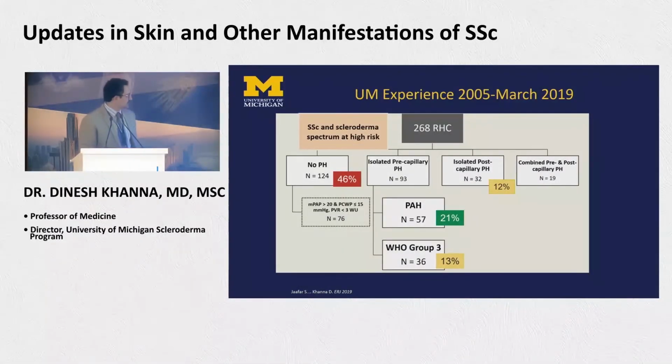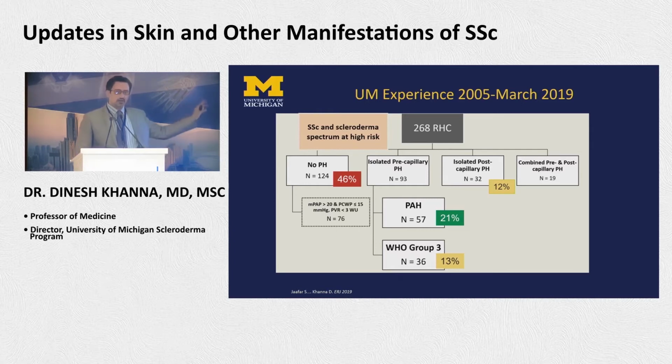So here's the data that we just published in the European Respiratory Journal with Sarah Jafar, who graduated from medical school in Lebanon and is applying for residency. In scleroderma patients, there were 260 right heart caths where echo data and other tests were positive. Half the patients did not have any pulmonary hypertension. If you base the treatment on echocardiogram, you would have treated these half of patients who do not require therapy. 12% had left heart disease. 13% were due to lung fibrosis.